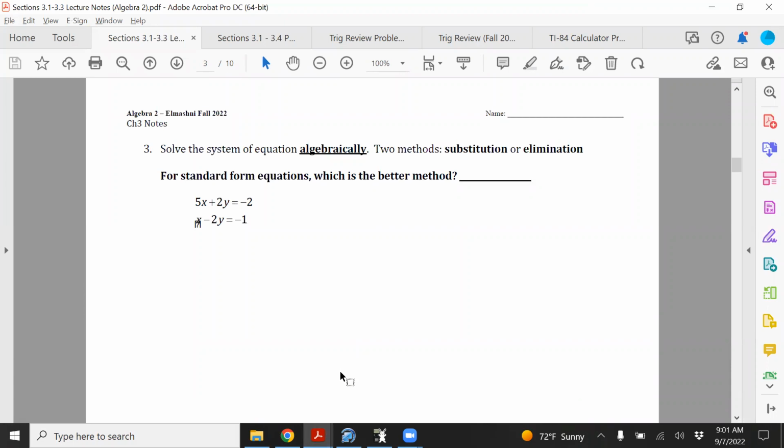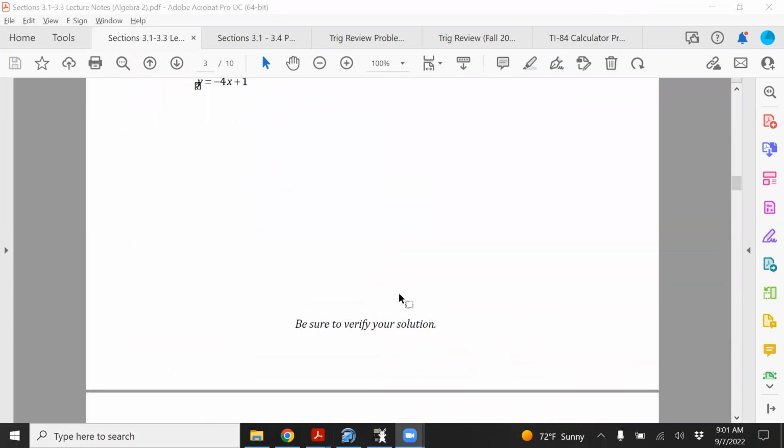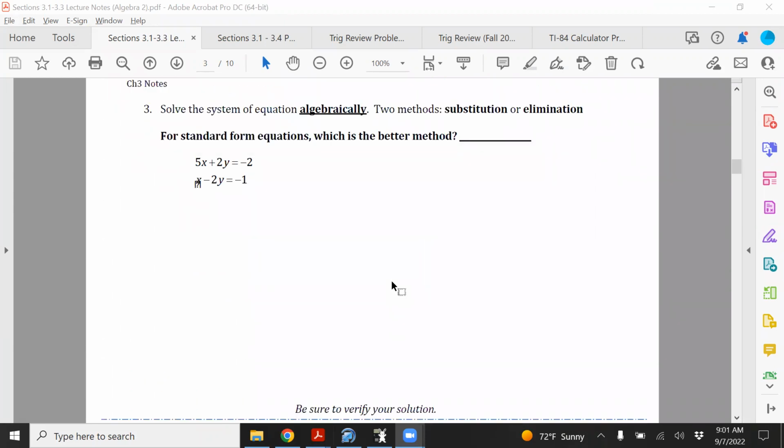Now, here's the deal. On page 3 of these notes, I would recommend you do them algebraically instead. Algebraically is a better way to go because it's more of a guarantee to get the answer. Now, you have 2 ways you can do it. I don't care which way you choose. Most likely, next slide, please.